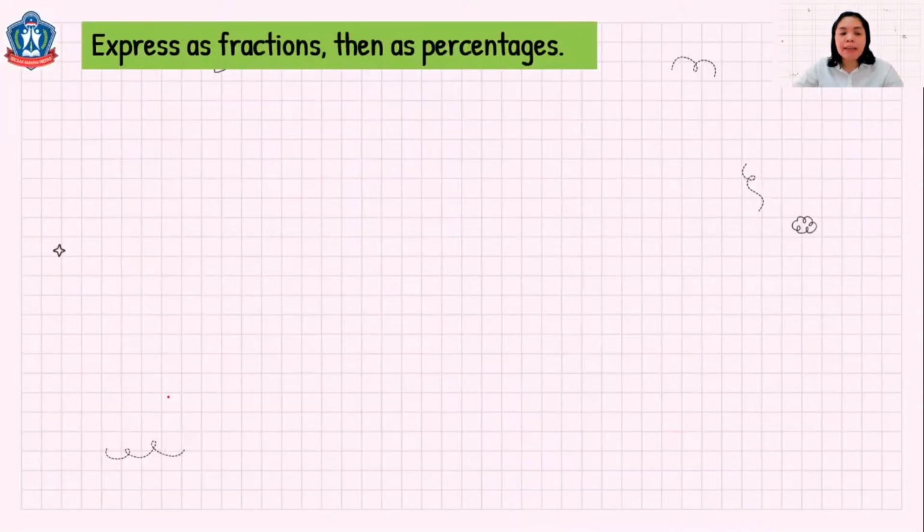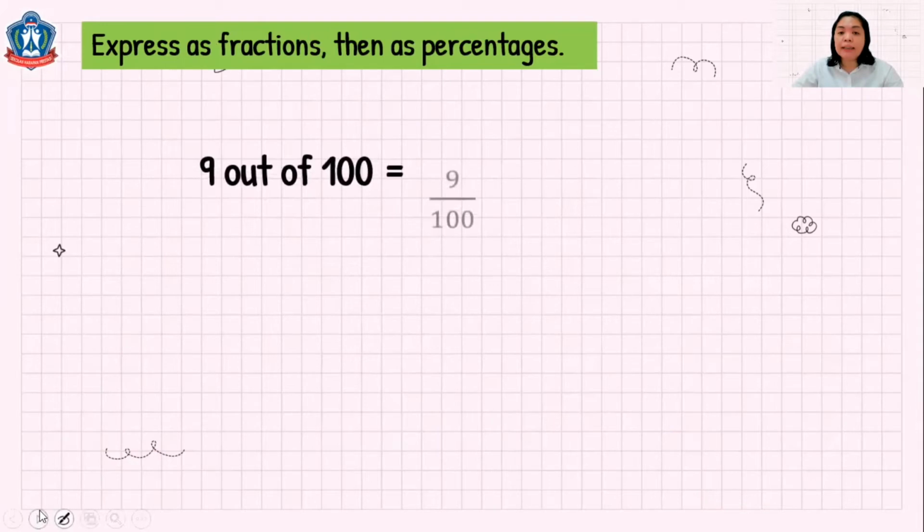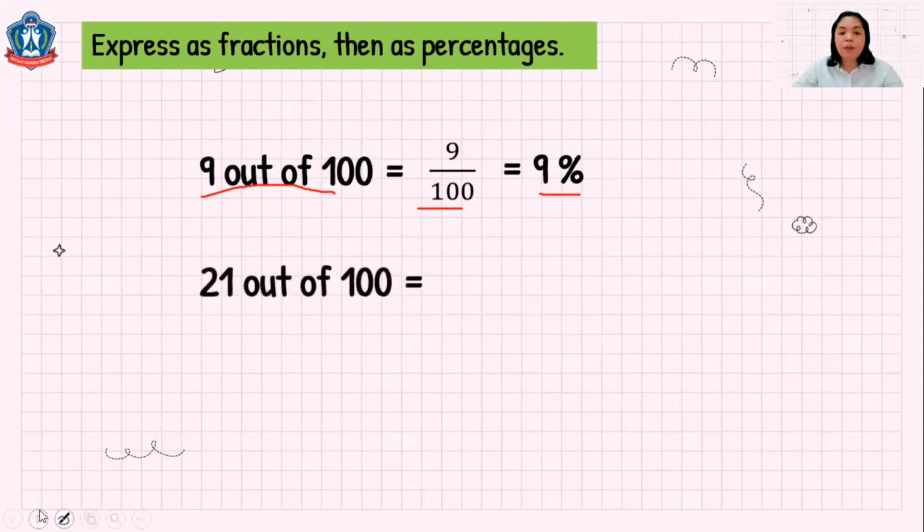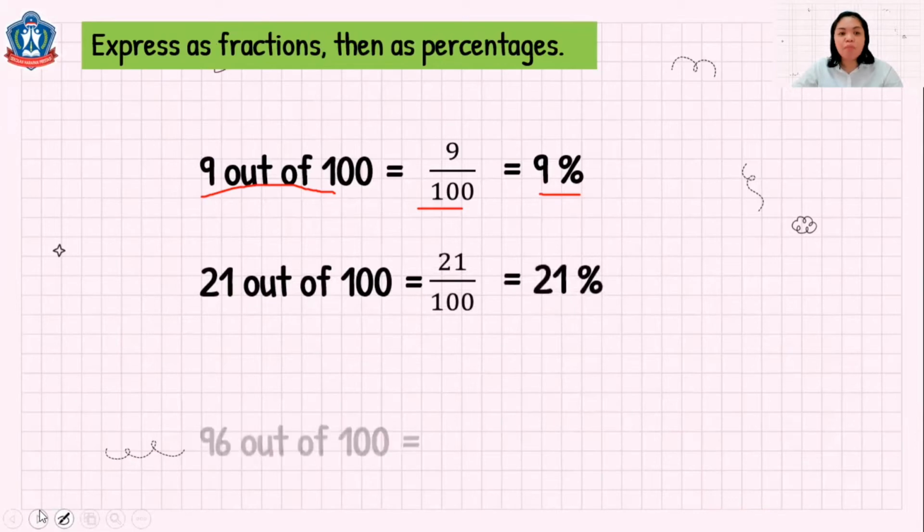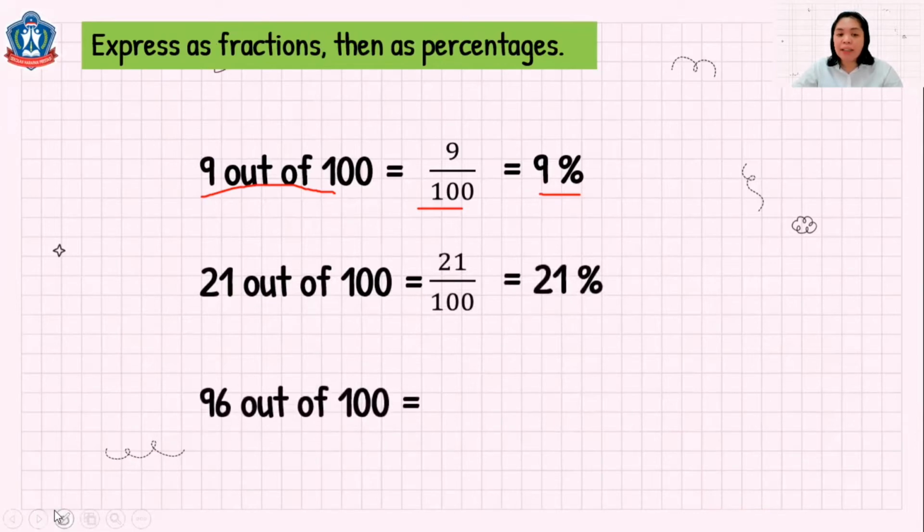Now, let's express this as fractions, then we will express as percentage. So when we say 9 out of 100, it means 9 hundredths. So it means that is 9%. So take a look. 9 out of 100 or 9 hundredths, then 9%. They are equal. When we say 21 out of 100, that is 21 hundredths or 21%. When we say 96 out of 100, that is 96 hundredths or 96%. So this is how we express as fractions and percentages.